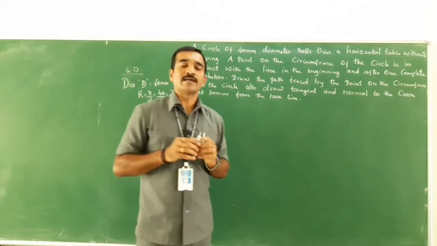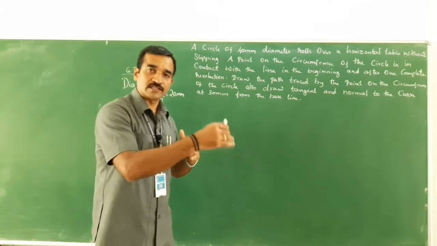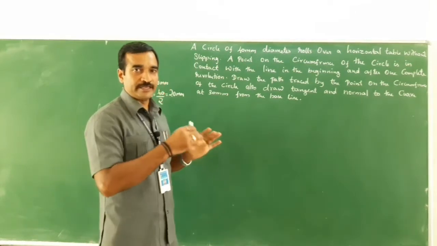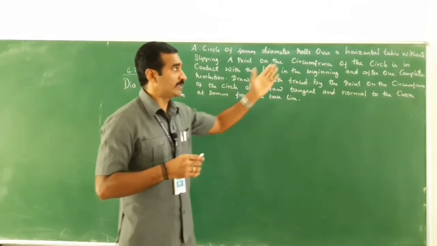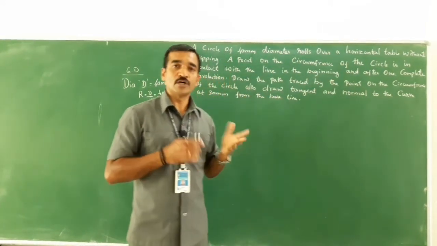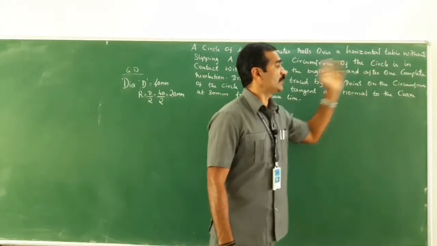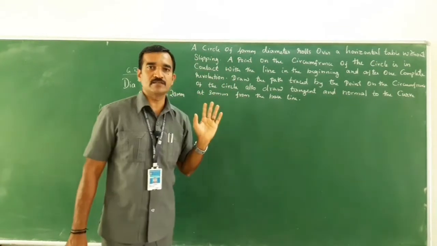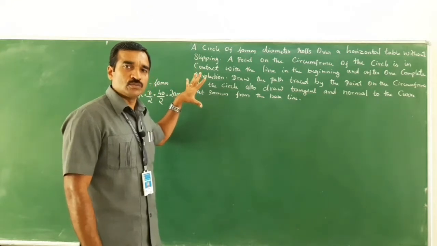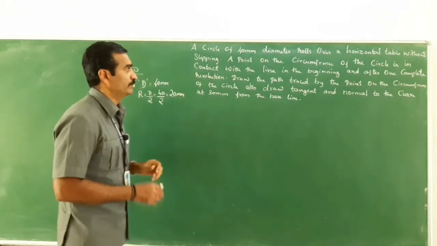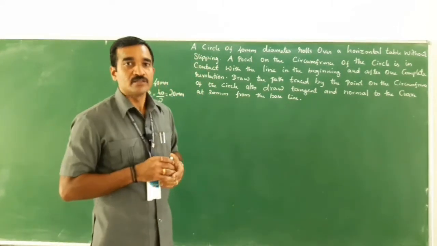As far as cycloid is concerned, cycloid is the path traced by a point on the circumference when the circle rolls along a straight line without slipping. Here, it rolls over the horizontal table without slipping, and only one diameter is given. Therefore, this particular problem pertains to cycloid. Let me just start constructing the cycloid.